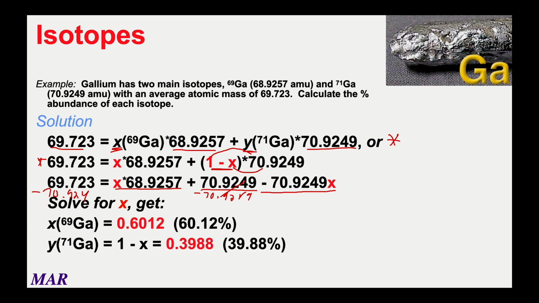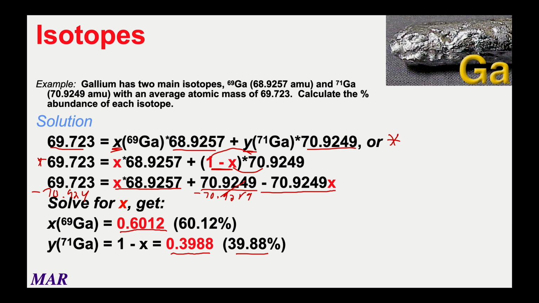So if you do this, and I encourage you to try the math here, make sure that you've got it all figured out, you're going to end up with an X of 0.6012. And remembering that these are the decimal versions of these percentages, that means 60.12%. And that's the abundance of the gallium-69. We can go back and find Y equals 1 minus X. So 1 minus 0.6012, you end up with 0.3988, and that, of course, would be 39.88% abundance for the gallium-71.